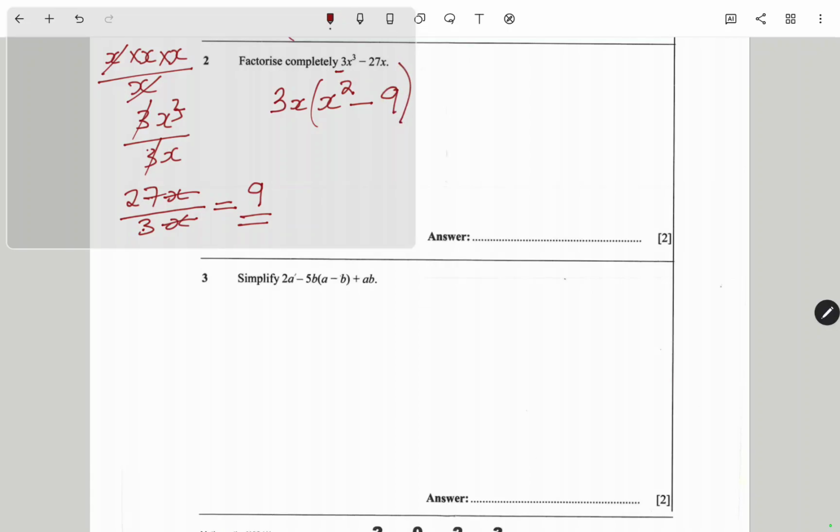Now, when you reach this stage, this has formed a difference of 2 squares. According to the difference of 2 squares, we know that if you have a squared minus b squared, this can also be written as a plus b, a minus b. This is the formula for the difference of 2 squares in terms of factorization. This 9 also, we can express as a square. This will change our expression to something like this.